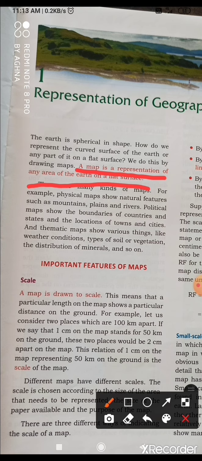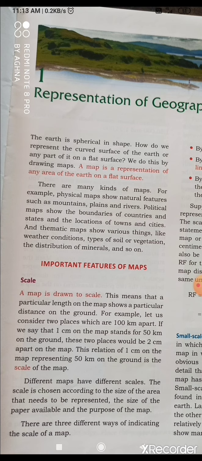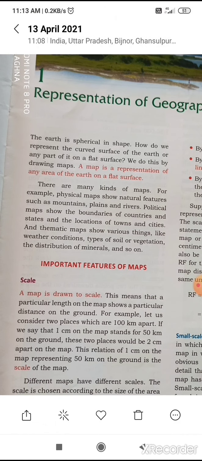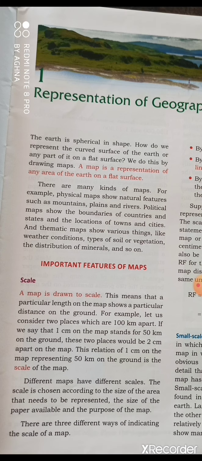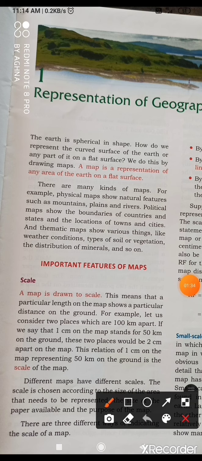Next thing is that you have to learn kinds of maps. You have studied the same in 6th class also. So let us just recall it, what you have studied in the 6th class. First is physical map, then political map, and third one is thematic map. So basically, what does physical map show? It shows the natural features. Natural features are mountains, plains, and rivers.